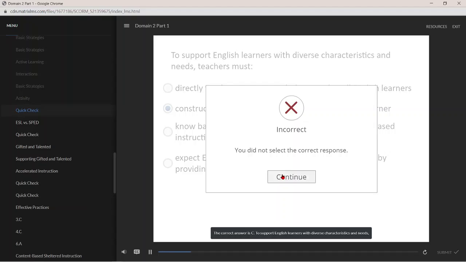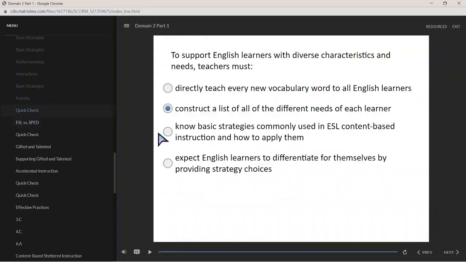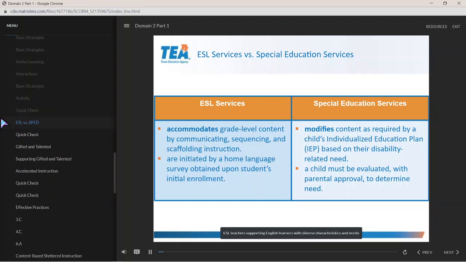The correct answer is C. To support English learners with diverse characteristics and needs, ESL teachers should be aware of the differences between ESL services and any special education services that individual students may also qualify for.